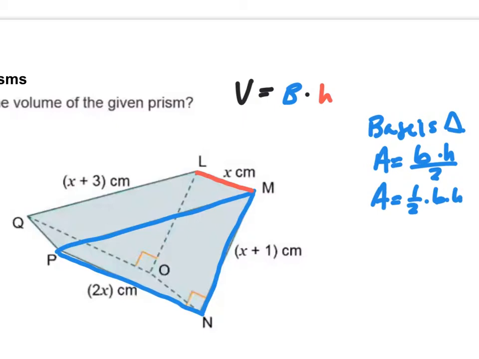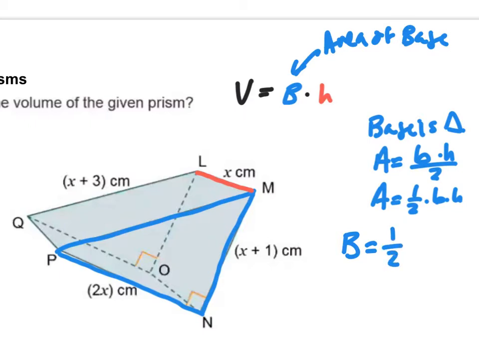Now notice how I'm using base twice. This is a little b, and this is a capital B. This capital B, remember, is the area of the base. So I can come over here. If I really wanted to find B, the area of my base, I'm going to say 1/2, and I'm going to use 2x as my base measure. So I'm going to call this 2x, 2 times x, and then times this value, x plus 1, which I'll call the height of my triangle.